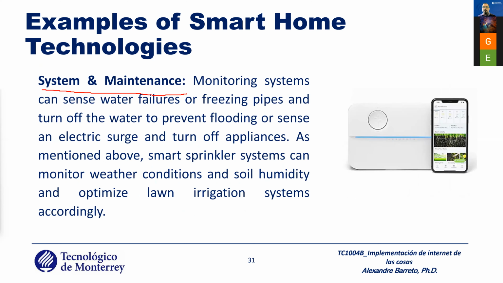System maintenance is very common in the industry. Okay, you can control a lot of things. For example, water failures, freezing pipes. I believe it is not a situation in Mexico. It's like Brazil, but freezing pipes are a very big problem in the West, because when winter starts, the water inside the pipe freezes and destroys it, and the maintenance is very expensive.